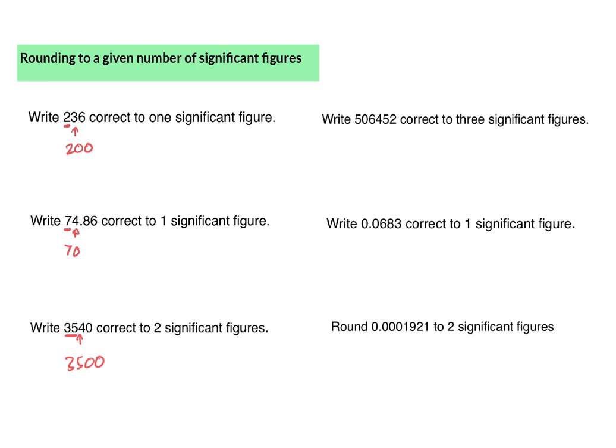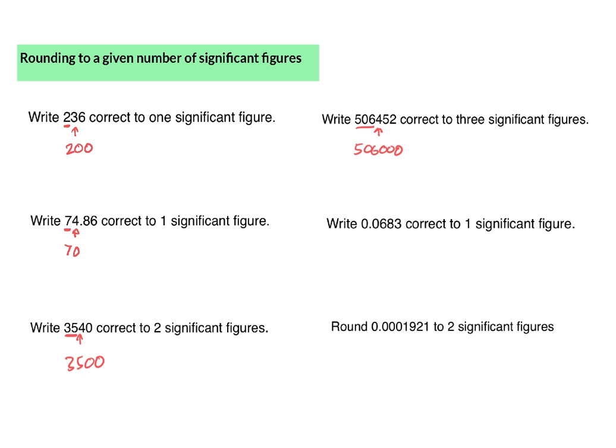Looking on the right-hand side now, we have quite a big number here, and we are rounding it to 3 significant figures. So we've got 1, 2, 3. The 4 again tells us we round down, so it's 506,000. Those zeros have to be shown to show us the position of the 5, the 0, and the 6.